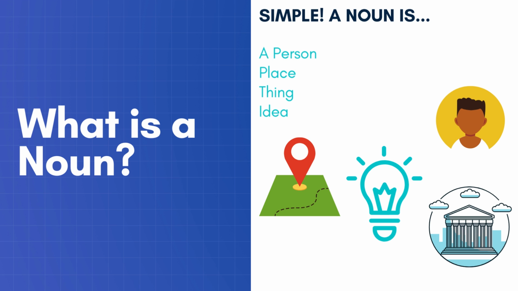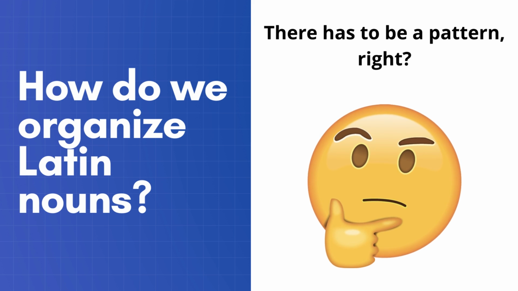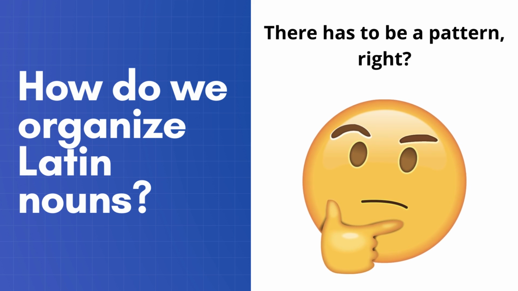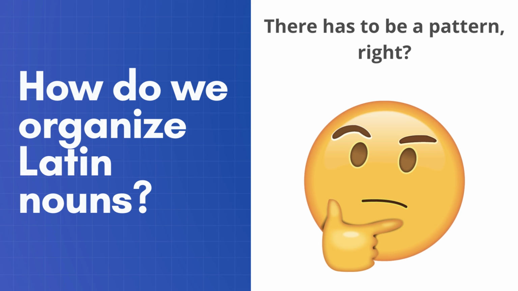So when we're dealing with Latin nouns, something I hit on in the other video, my students notice a lot, there's got to be a way to organize them. There are thousands and thousands of nouns in Latin, right? And if you look closely at the endings, you might notice that there's got to be a pattern, right? There's got to be a way to organize it, because otherwise there's just a lot of words, right? And luckily for us, there is.